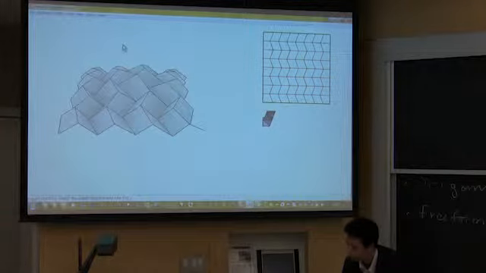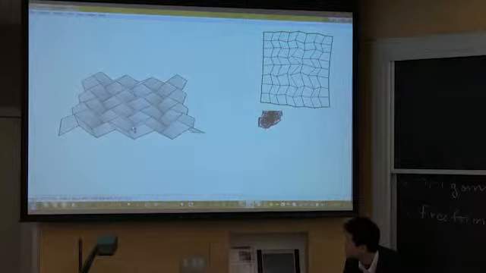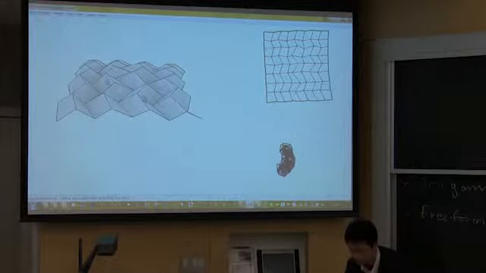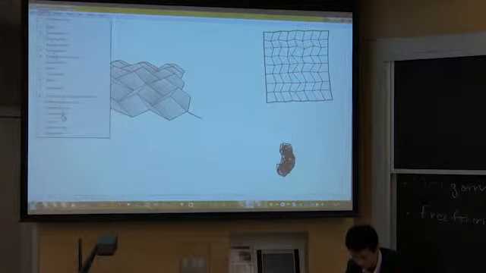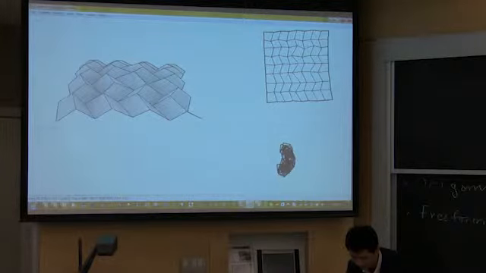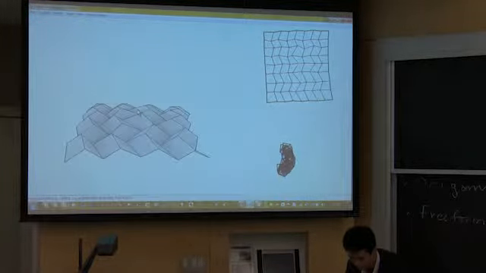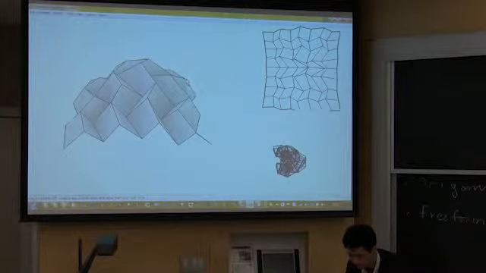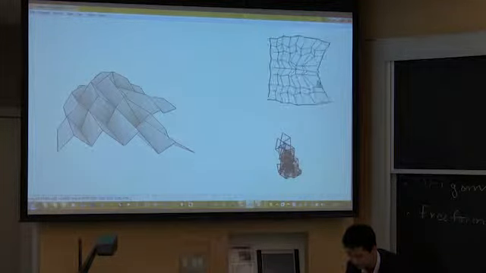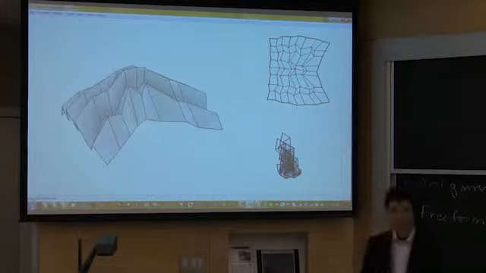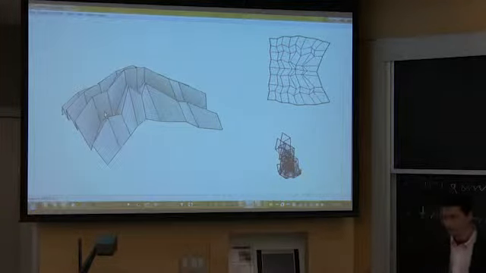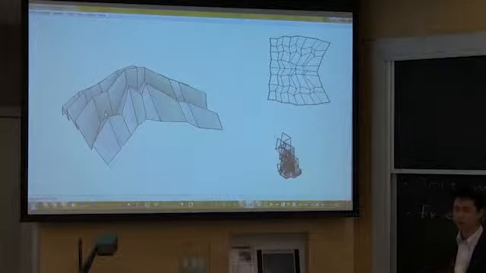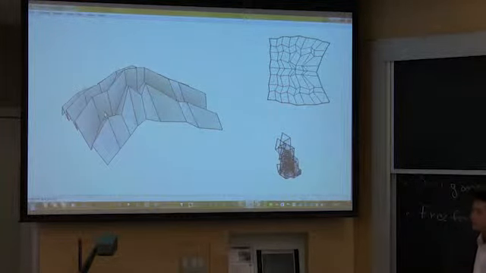So this moves like that. And that changes the pattern. So that's the reason I do it in this way, solve the equation by deformation.